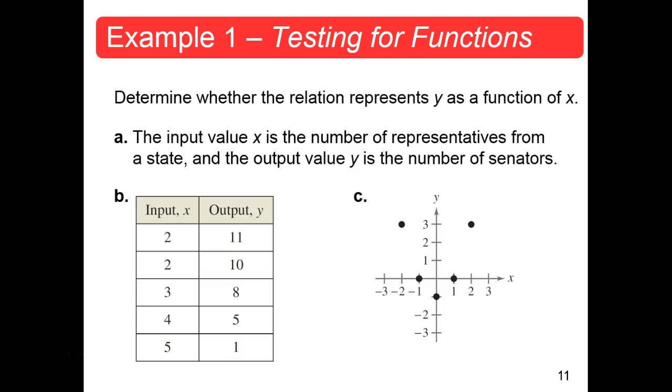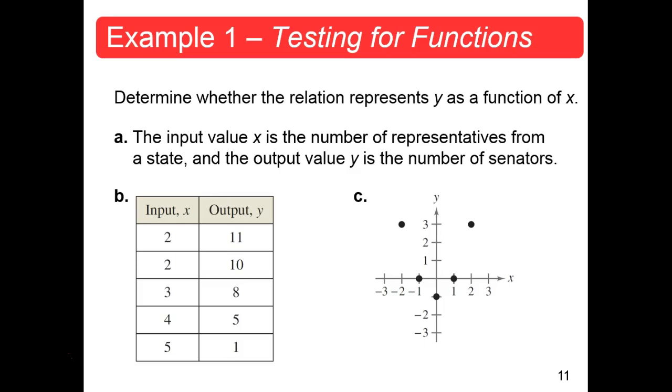So here is the verbal, the sentence. The input value x is the number of representatives from a state. The output value y is the number of senators from the state. And we're talking about at the national level. This is the Congress, congressional delegation. These are your senators. Okay. Is that a function or not?